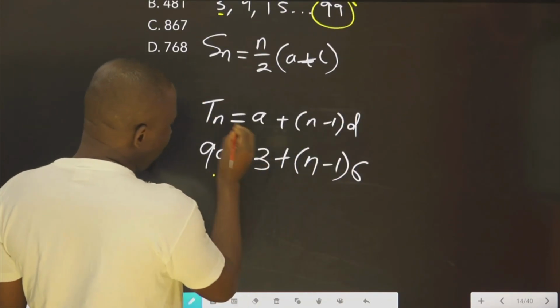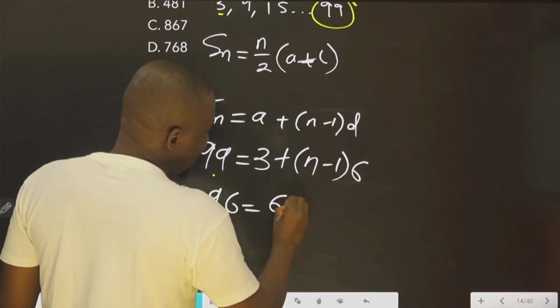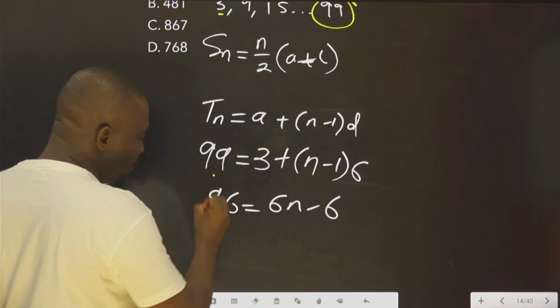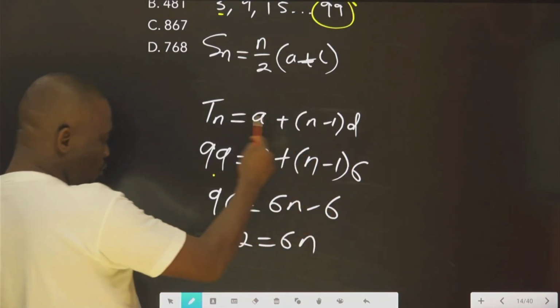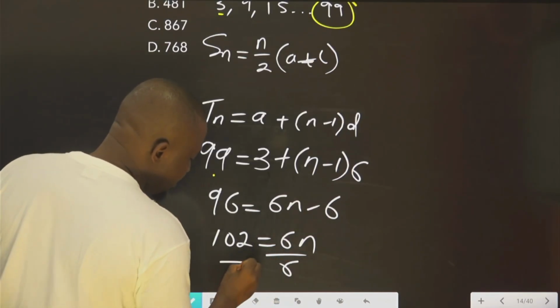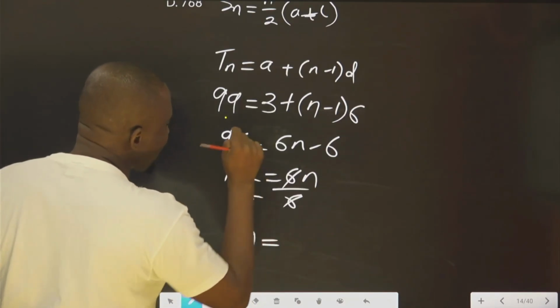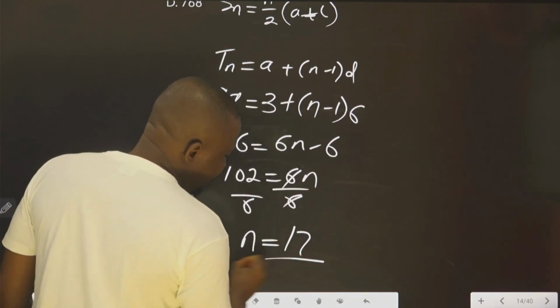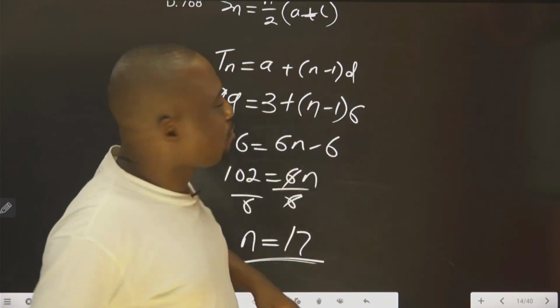So now, I will move this to this side to have 96. 6n minus 6. I will move this to this side to have 102 equals 6n. I will divide both sides by 6 to have n. 102 divided by 6 will give us 17. Okay? That means altogether they are 17 in number.